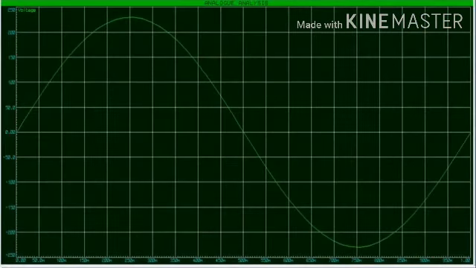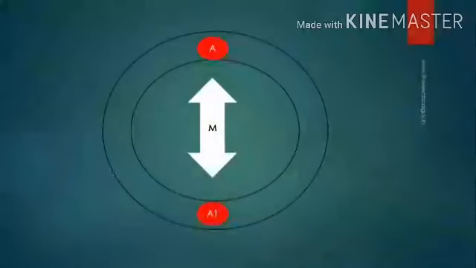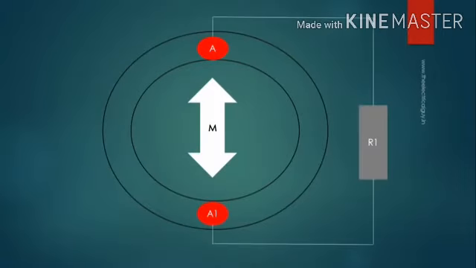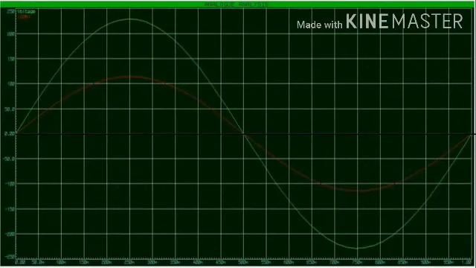Now if you connect a resistor across the terminals of the winding, the resistor will start taking current, and if we draw the waveform for current, it will look like this. And we'll find that current is in phase with voltage. In phase simply means that both voltage and current start at the same time, reach their peak at the same time, and get to zero at the same time.